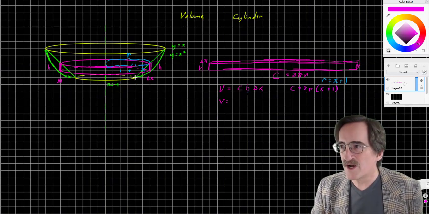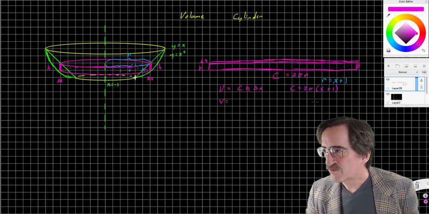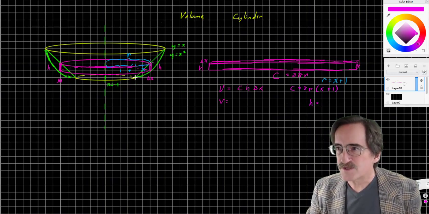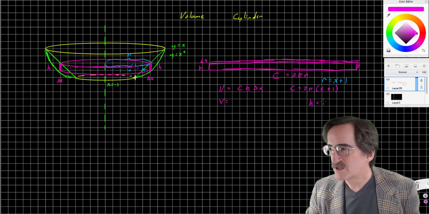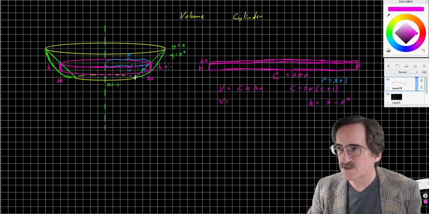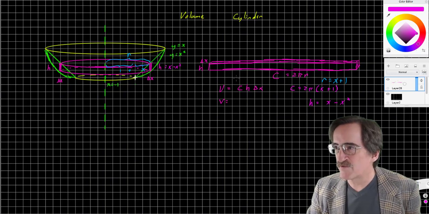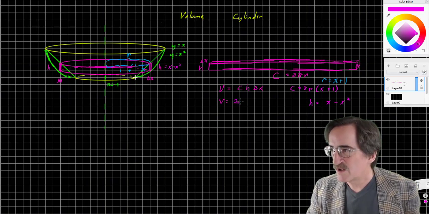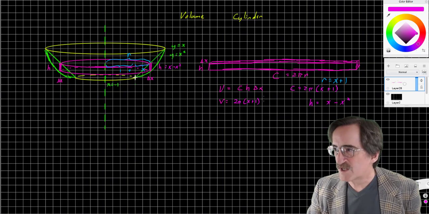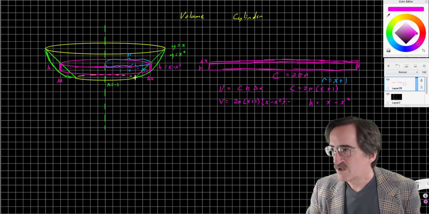We need the height of the cylinder in terms of x. Well, h is the top value, which is y equals x, minus the bottom value, which is y equals x squared. So h is x minus x squared, the top coordinate minus the bottom coordinate. That means the volume of my hollowed out cylinder is circumference, 2 pi times x plus 1, times h, x minus x squared, times delta x.